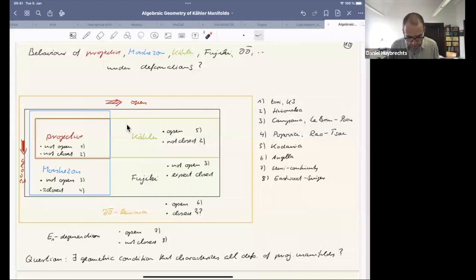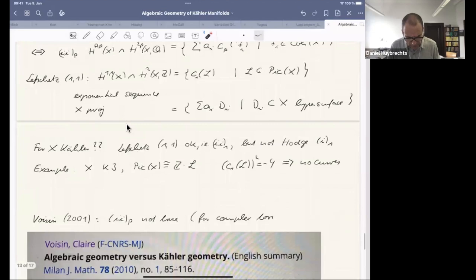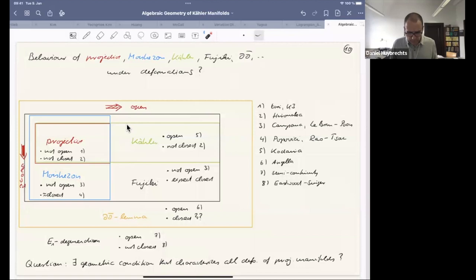Okay, I had prepared a little bit about the Hodge conjecture, but actually I think it's enough information at this point already, and I stop here. But I'll be happy to take any questions you might have.